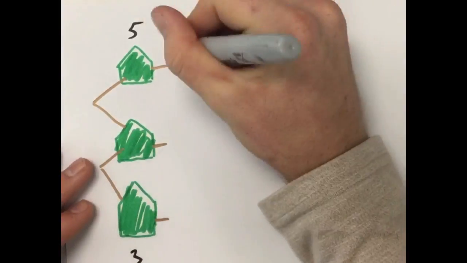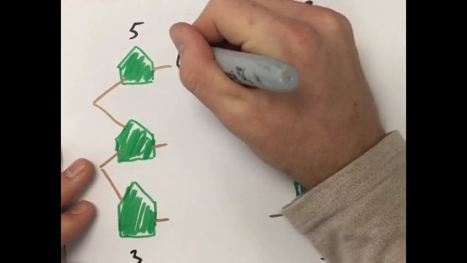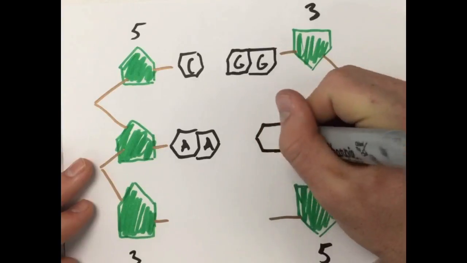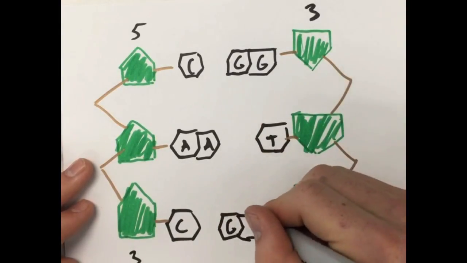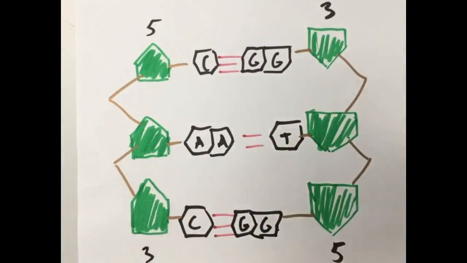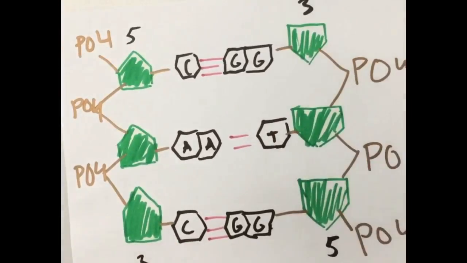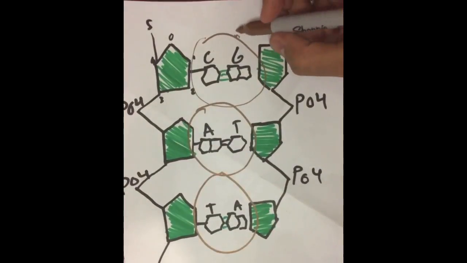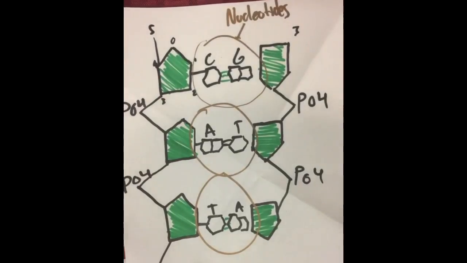Alright, so next we're going to talk about the anti-parallel backbones. As you can see, the anti-parallel backbones go from 3' to 5', and on the opposite side, go 5' to 3'. Nucleotides are composed of sugars, a deoxyribose, a phosphate group, and a nitrogenous base.